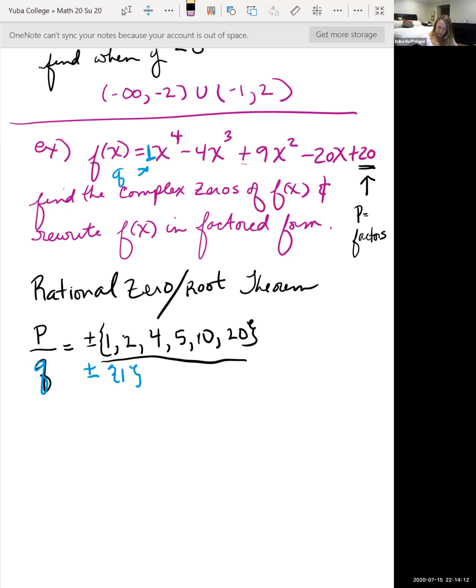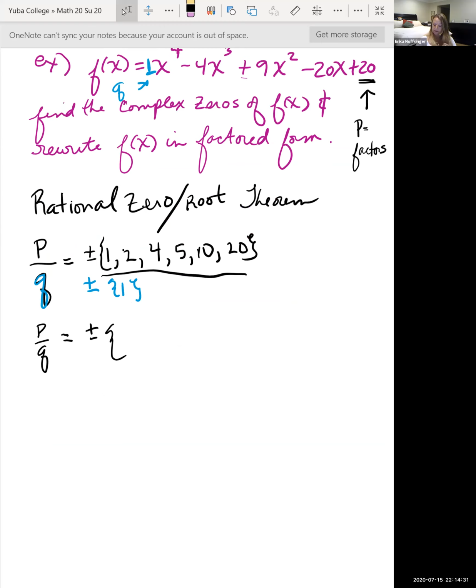So our P divided by Q values, if we have a rational zero of this polynomial, it would have to be one of these. It would not fall outside of this set. The thing is that this theorem doesn't tell me anything about irrational zeros, like pi, square root of 2, or complex numbers. But knowing these, we might be able to find those. So we got 1 over 1 is 1, 2 over 1 is 2, 4 over 1 is 4, 5 over 1 is 5, 10, and then 20, plus or minus.